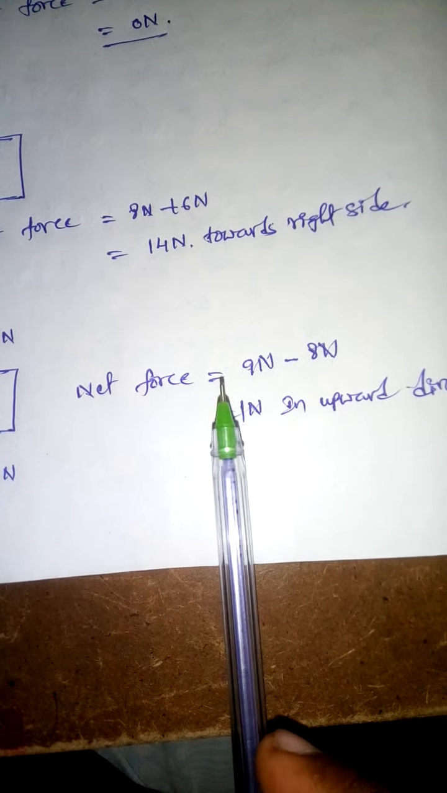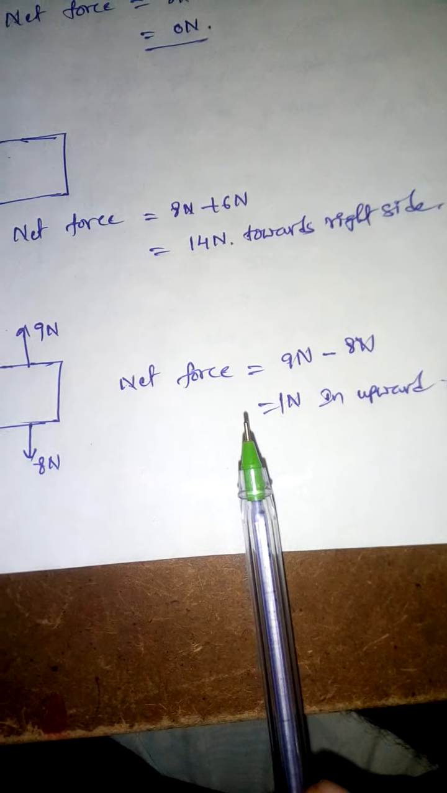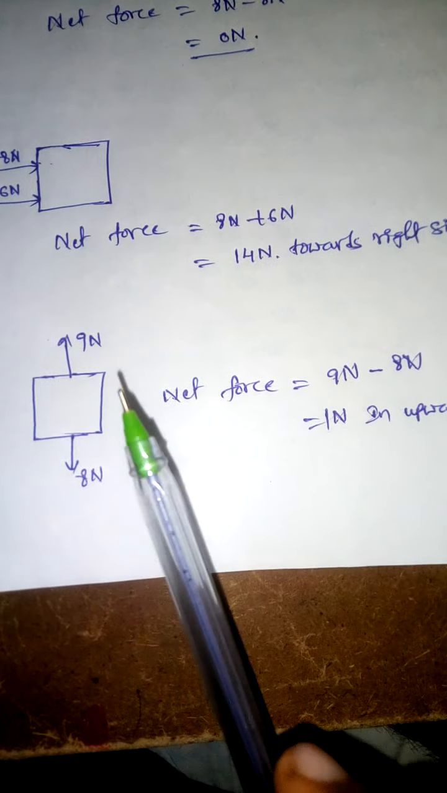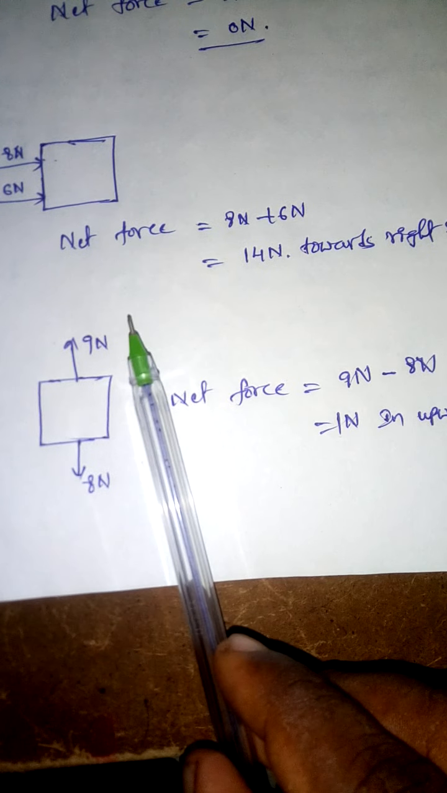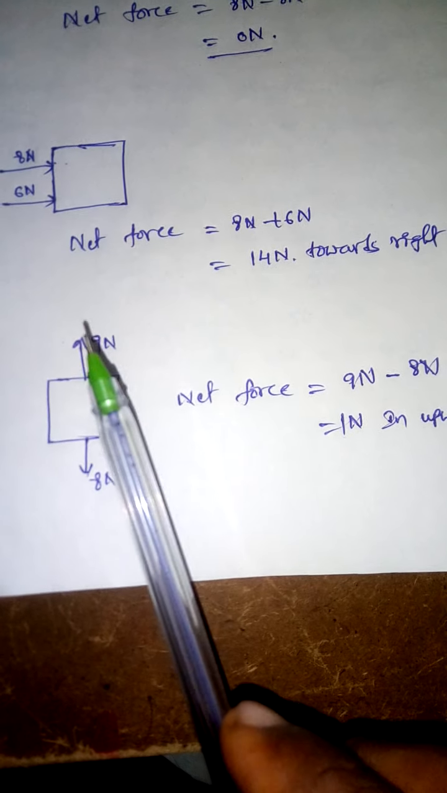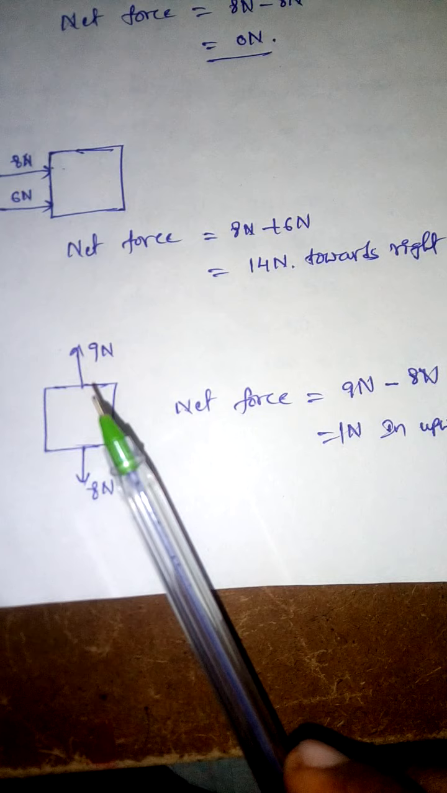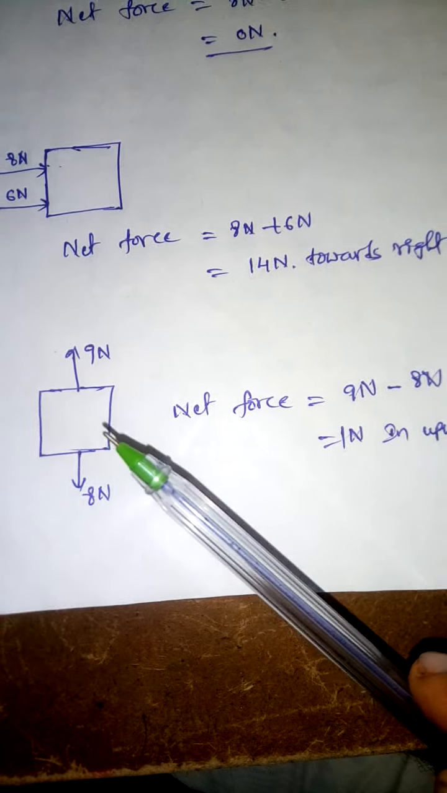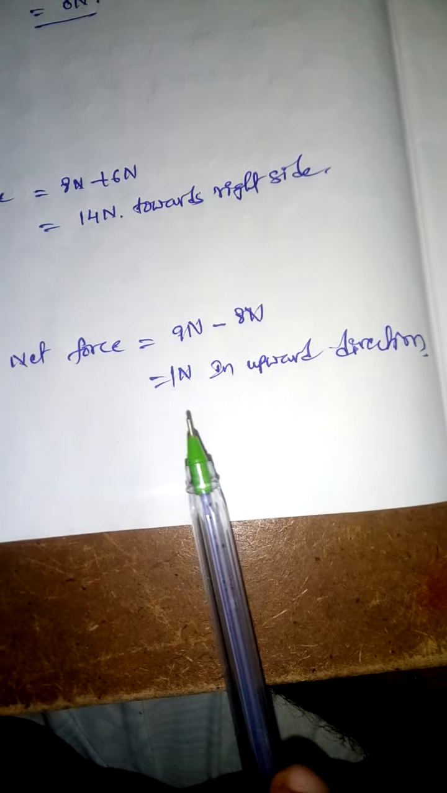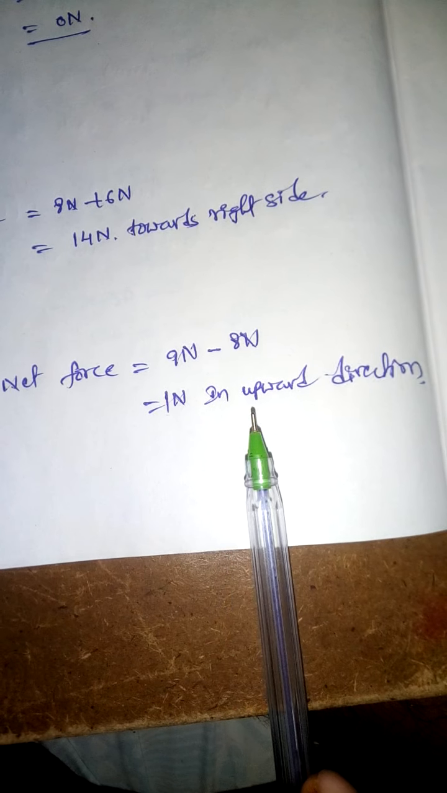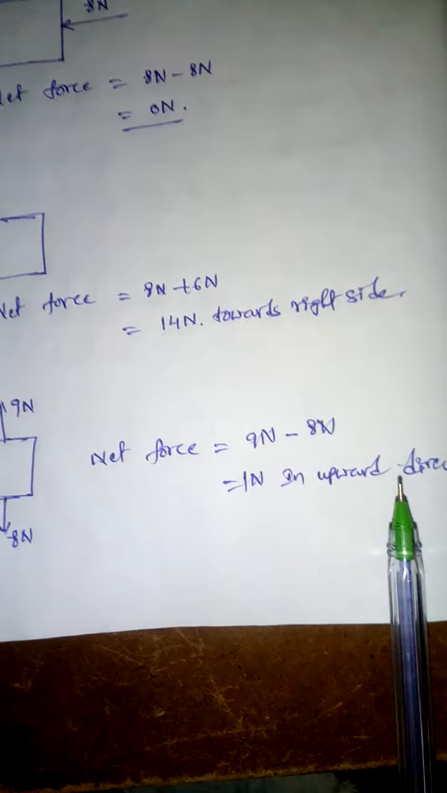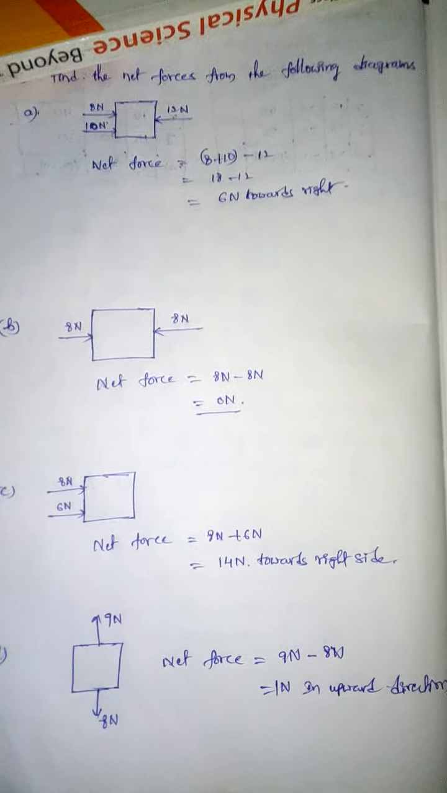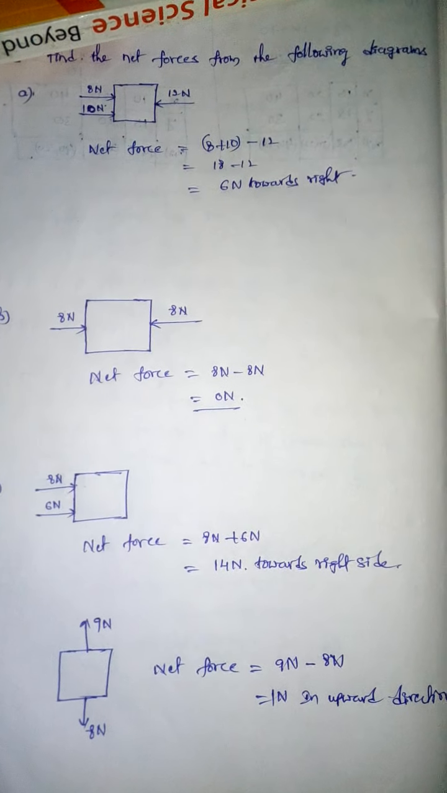Okay, here the net force is 1 newton and this net force is working on this block in the upward direction because the upward force is greater than the downward force. So net force equals 1 newton and this works in the upward direction. Okay students, in this way we have to calculate the net force working on the objects.